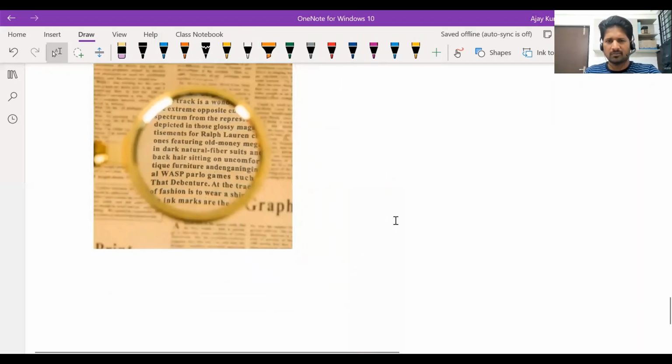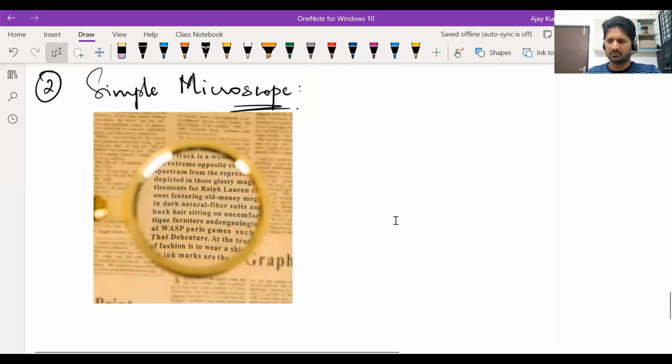I'm sure you all must have used a magnifying glass to read enlarged letters or maybe burn something. So a simple microscope is nothing but a magnifying glass. Pradyun is asking, but the object is placed between focus and optical center, right? Yeah, we'll come to that. Yes, the object should be present between the focus and the optical center. Correct.